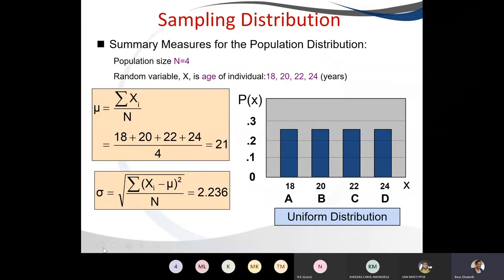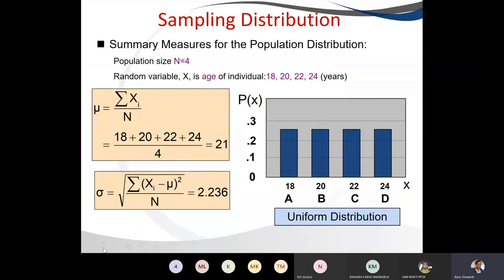Since we talk about measures that we take from the population, we know that those measures are called the parameters, and those are the measures that we take from the sample. So if I have a population with four people in it, I can define it as such. I want to take a random sample of four people out of that population, repeating the same process again and again, four times. In this population, there is an 18-year-old, a 20-year-old, a 22-year-old, and a 24-year-old.